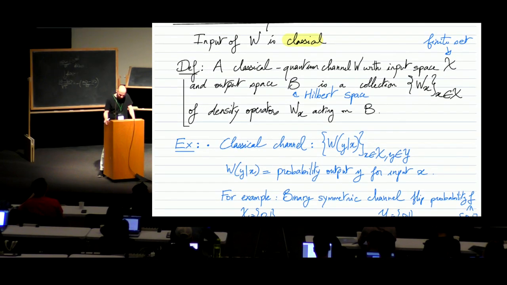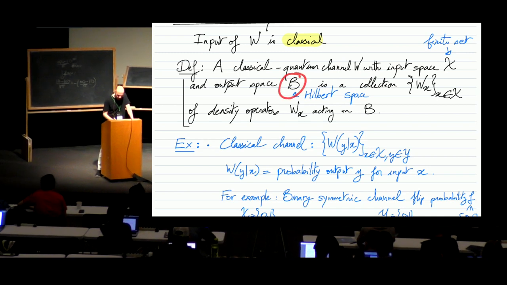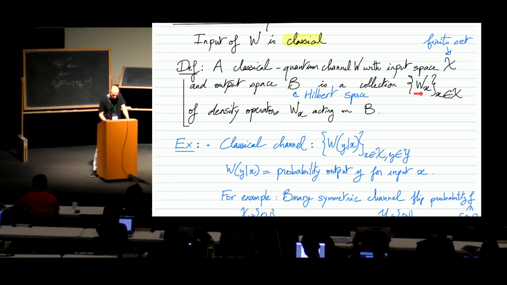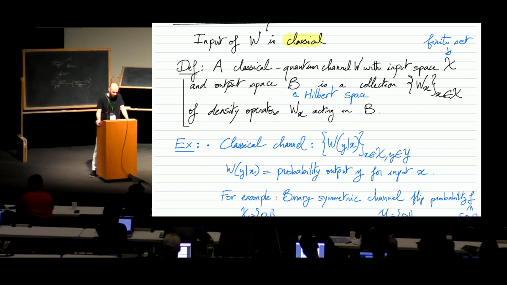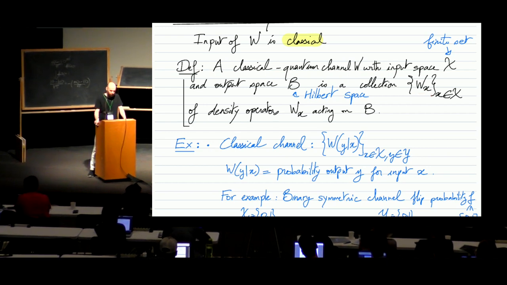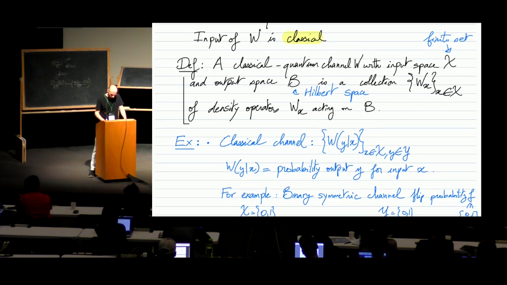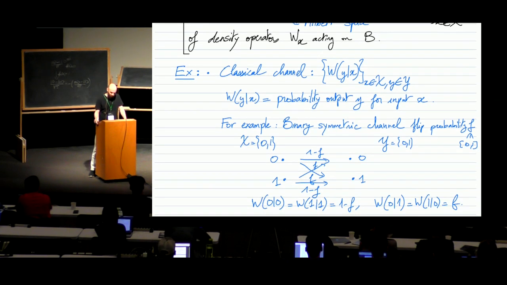Okay, so what is a classical quantum channel? Here everything is finite, so I'll see my channel as just a list of states. My input set is going to be denoted by the script X. Okay, so it's a finite set. And the output Hilbert space I will call B. And so my channel is given by a collection of density operators, W_x, one for every input.